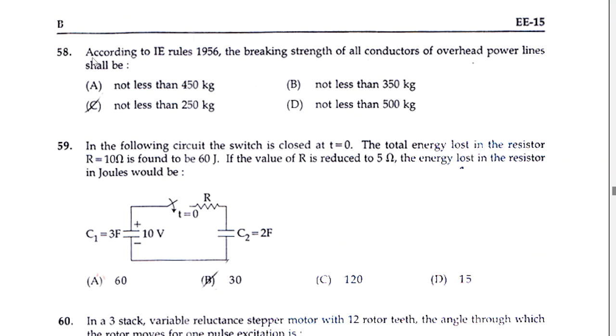Next question. According to the IE rules 1956, the breaking strength of all the conductors of overhead power lines shall be, so they shall be not less than 350 kg. So it's a standard one, not less than 350 kg.